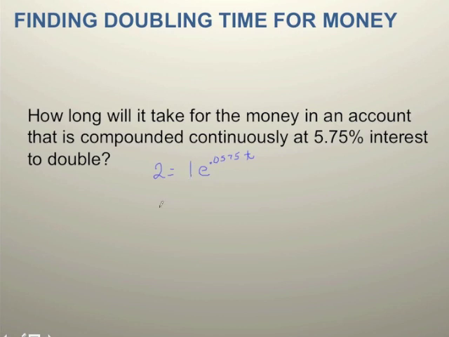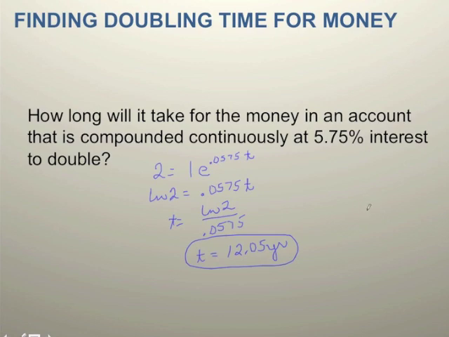This is already 1, so I can just take the ln of both sides. ln of 2 equals 0.0575 t. So t will equal ln of 2 divided by 0.0575. And with my calculator, I'll find out that that's 12.05 years for that amount in the account to double at 5.75% interest.